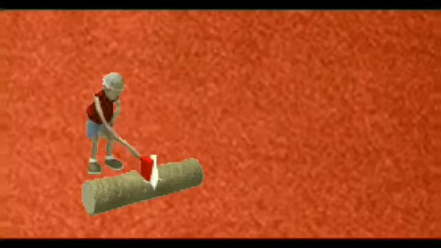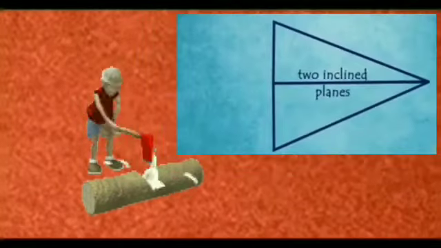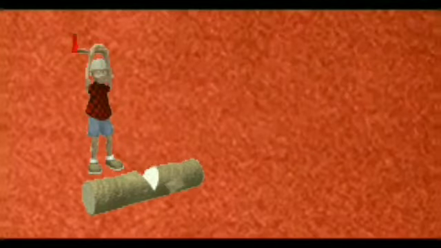Number 4. Wedge. A wedge is made up of 2 inclined planes which together form a sharp edge. It is used to cut or break things into 2 parts. Knife, axe are some of the examples of wedge.